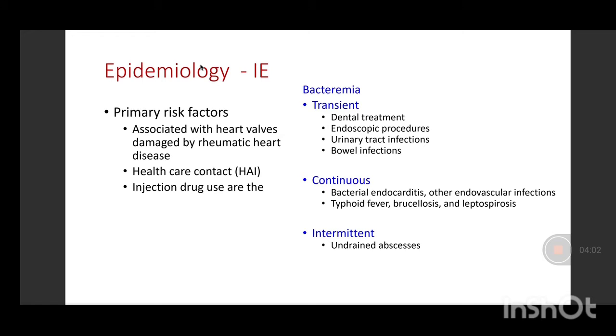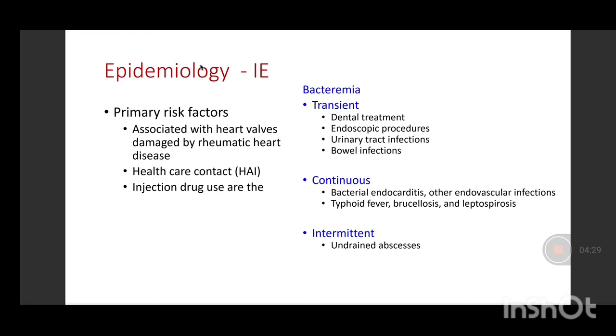A classical example is dental treatment. So pulling of a tooth, there will be a lot of oral flora being spilled into the blood, but the body can take care of it. The same is true of dental brushing, simple dental brushing in the morning also leads to transient bacteremia. Then endoscopic procedures, any kind of gut handling, or urinary tract infection, can also lead to transient bacteremia.